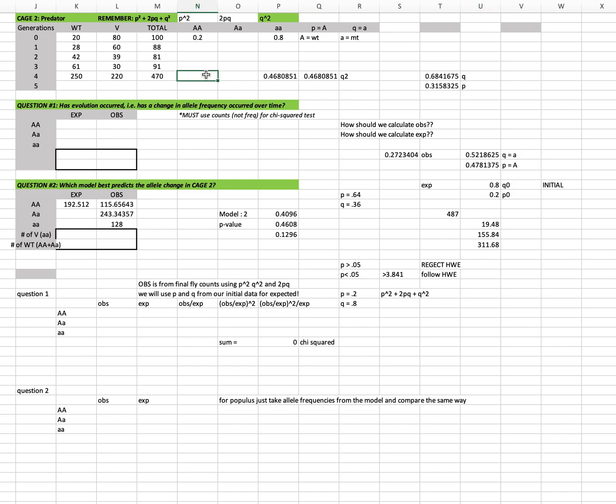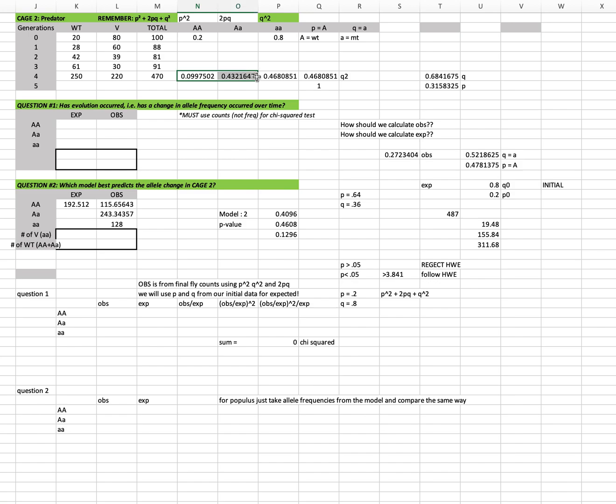Like we did earlier, we're going to do equals P squared. And then we are going to do equals 2 times P times Q. And if all is well here, we should be able to add these up and see that they're equal to 1. Perfect.